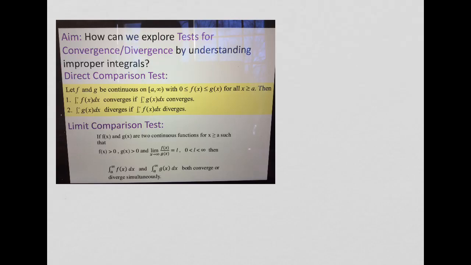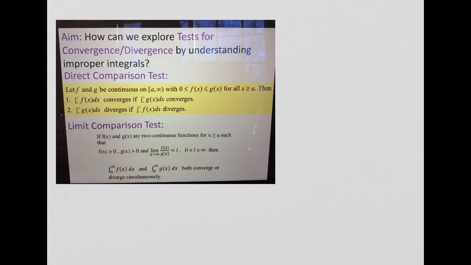Okay, so today we're going to look at our tests for convergence or divergence. There's two different types that you can do when you're looking at improper integrals. The one in yellow is the one that's most used lately, but you can also do the limit comparison test, and we end up doing a limit comparison test when we get to explore convergence and divergence with series. So since LCT comes up later, it's always good to get your feet wet and take a look at it now.